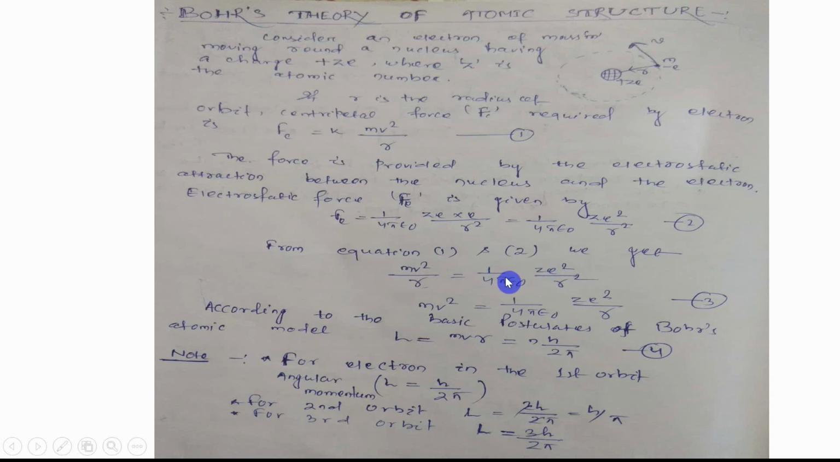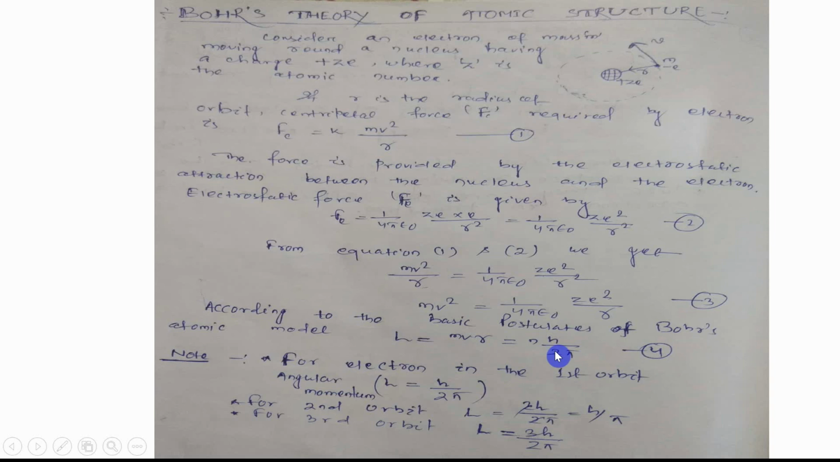Here we have r and r square, so cancelling one r, we get mv square equal to 1 by 4 pi epsilon naught Ze square by r. This is equation 3. But we know, according to the basic postulates of Bohr's model, the angular momentum mvr is equal to nh by 2 pi, where h is Planck's constant and n is an integer.